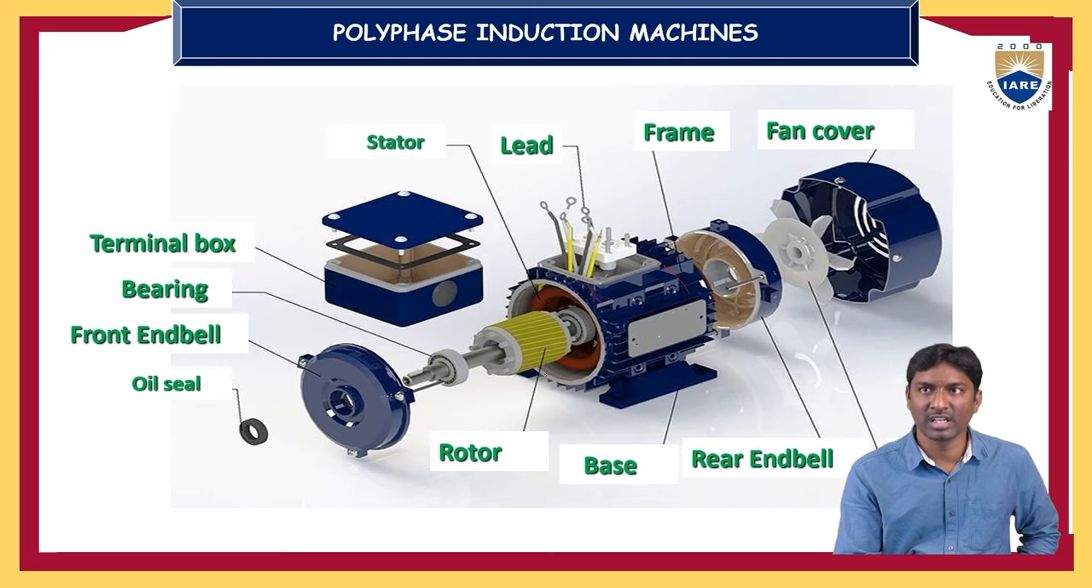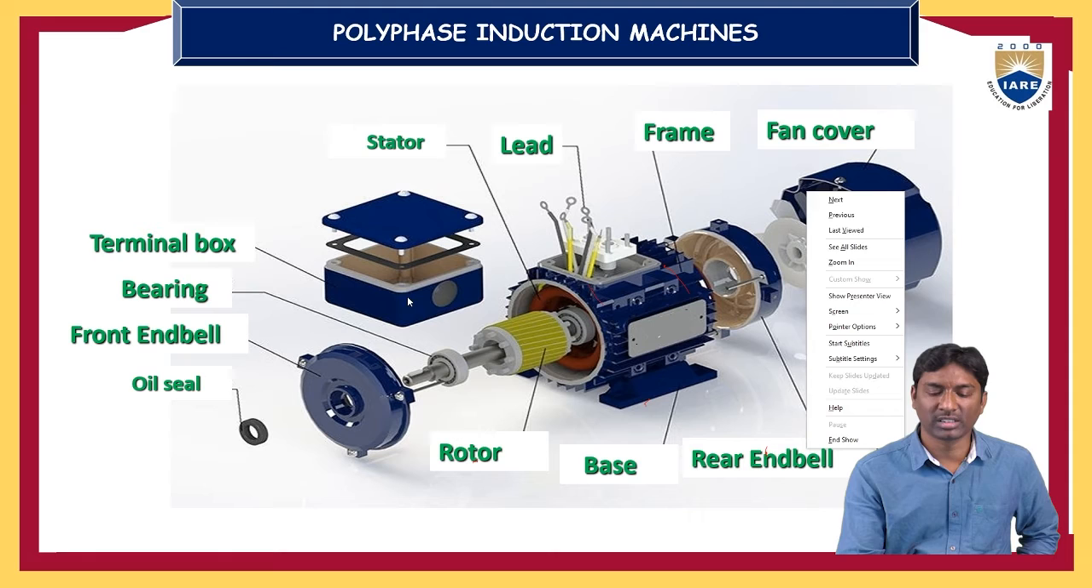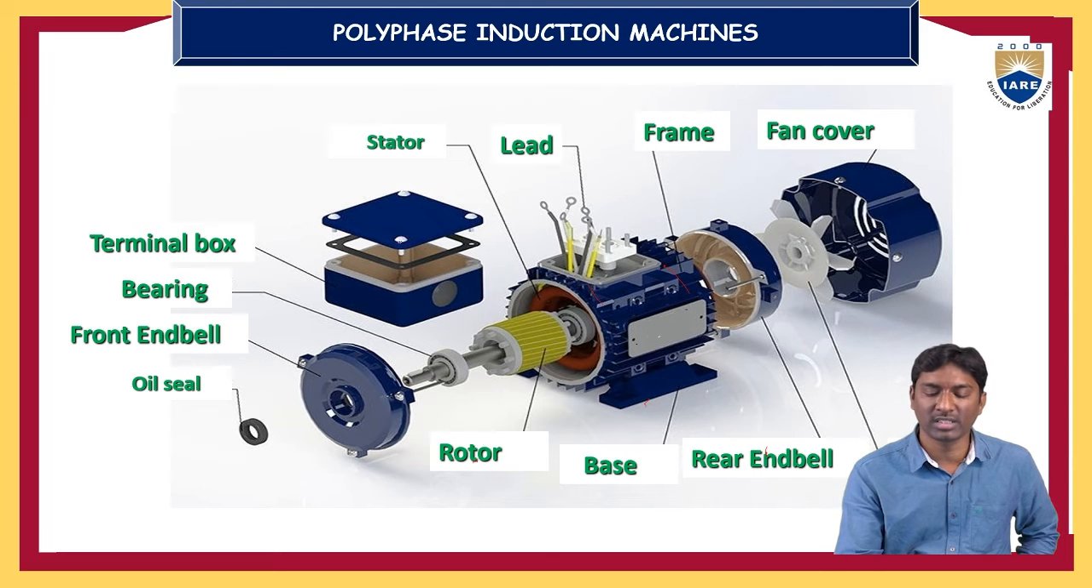This is the rotor, this is the base, this is the rear end bell, and this is the fan for cooling purposes. This is the terminal box, placed over the leads for protection. These are the bearings, this is the front end bell, and this is the oil seal. So this is a practical induction machine.